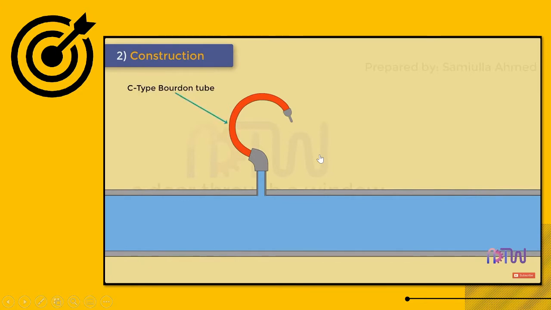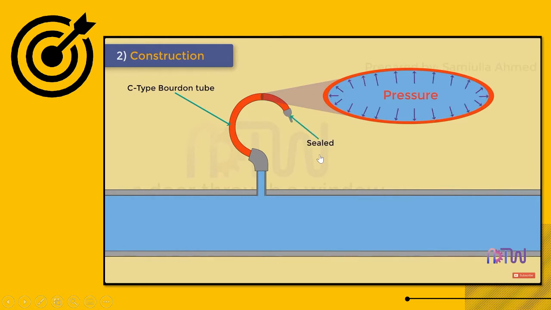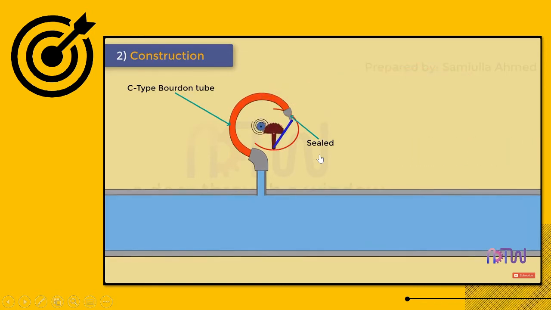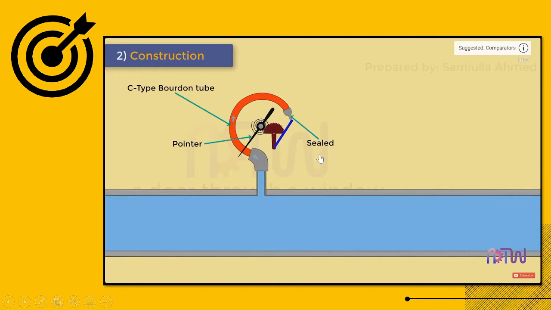Construction. A C-type Bourdon tube consists of a long thin-walled cylinder of non-circular cross-section, which is sealed at one end. This tube is made from materials such as phosphor bronze, steel, and beryllium copper, and attached by a light mechanism which operates the pointer. The other end of the tube is fixed and is open for the application of the pressure, which is to be measured. The tube is soldered or welded to a socket at the base through which the fluid, whose pressure is to be measured, enters the C-type Bourdon tube.